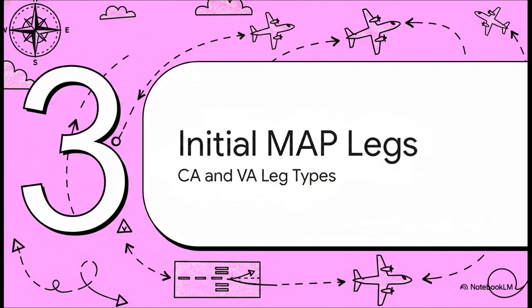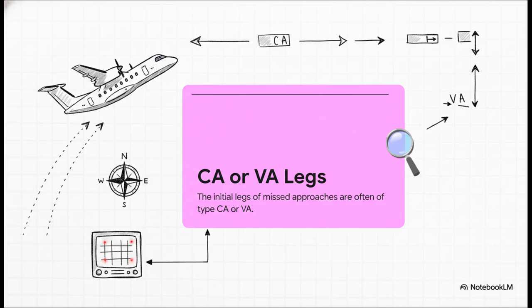Section 3. Initial missed approach legs, CA and VA leg types. So once you're executing the missed approach, the FMS is going to start pulling data for your flight path. Your initial sequence will very often begin with specific leg types coded as either CA or VA. These are the standard FMS identifiers for those initial climb-out and heading legs.